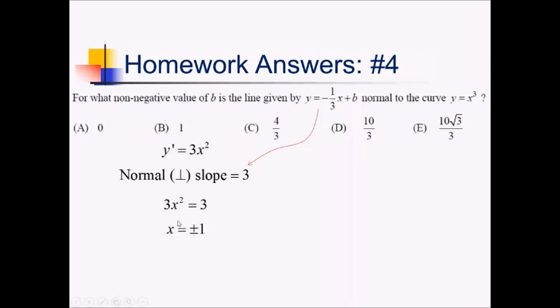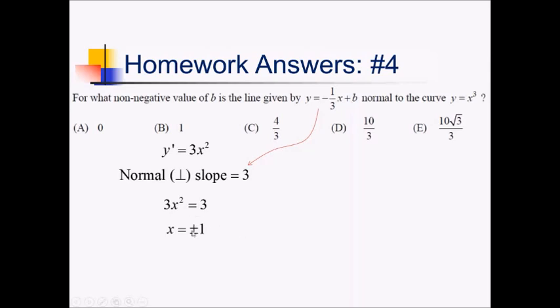Now, I can't eliminate either of these x values right off the bat. They didn't say that x or y had to be non-negative. They said that b had to be non-negative. So we have to plug this into the original curve to get y values, and then plug the x and y values into this thing to get b values, and then, whatever b value is positive, that'll be our answer.